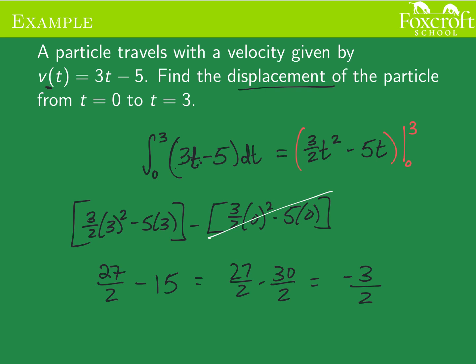All right, so from time 0 to time 3, my particle is going to be at negative 3/2. So whatever the unit ends up being, let's just say it's feet. It's going to be negative 3/2 feet behind where it started. So let's just say if you're moving, east is positive, west is negative, it would be 3/2 to the west of where it started, because we're going in the negative direction because of that negative sign.